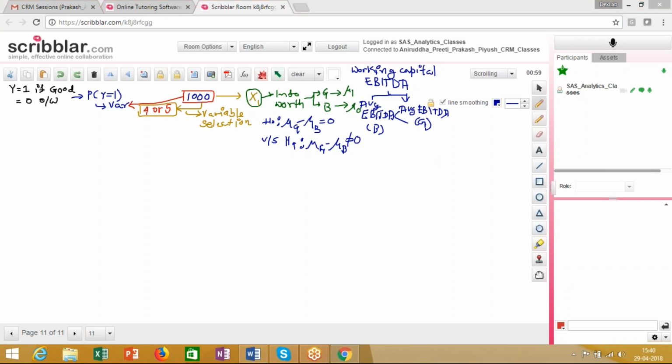Kumar has a question over here. That EBITDA might vary with the revenue of the company. So should we take average EBITDA as a variable? Yes, you can take average EBITDA as a variable also. Average EBITDA over time.